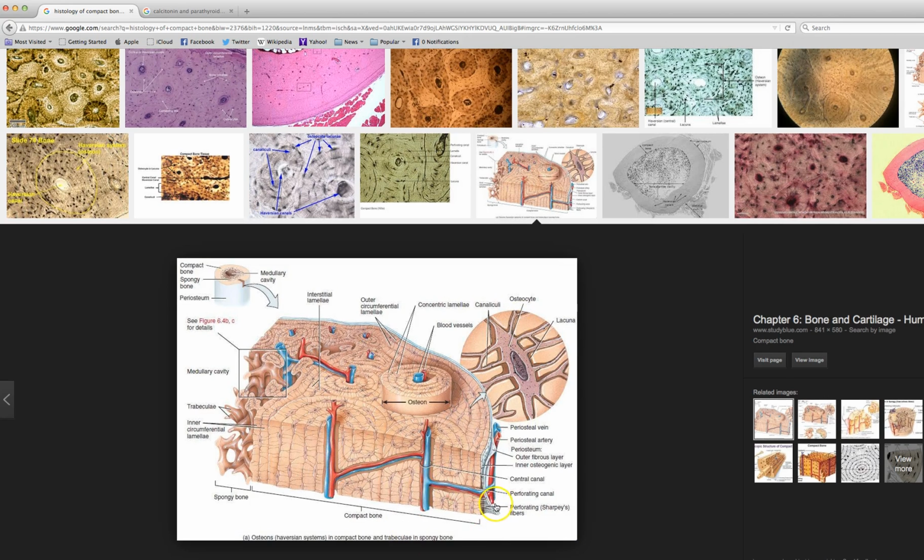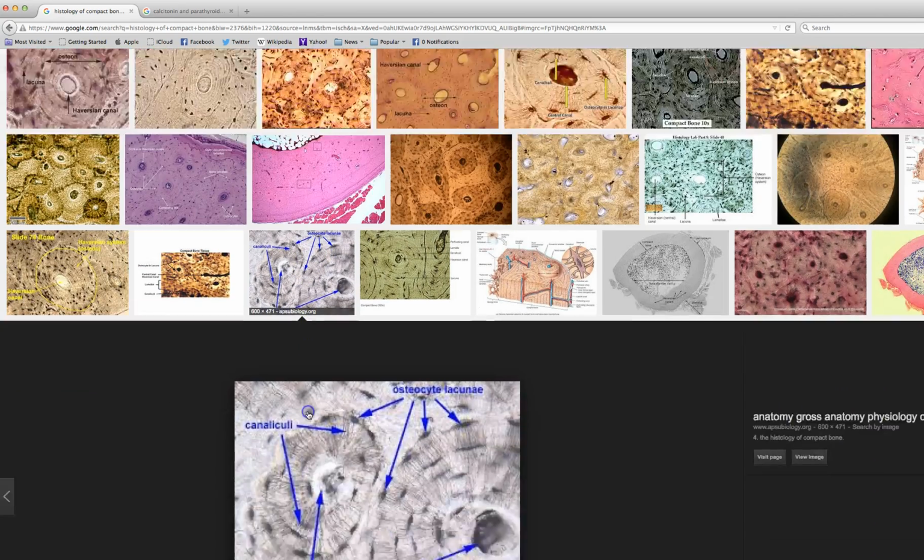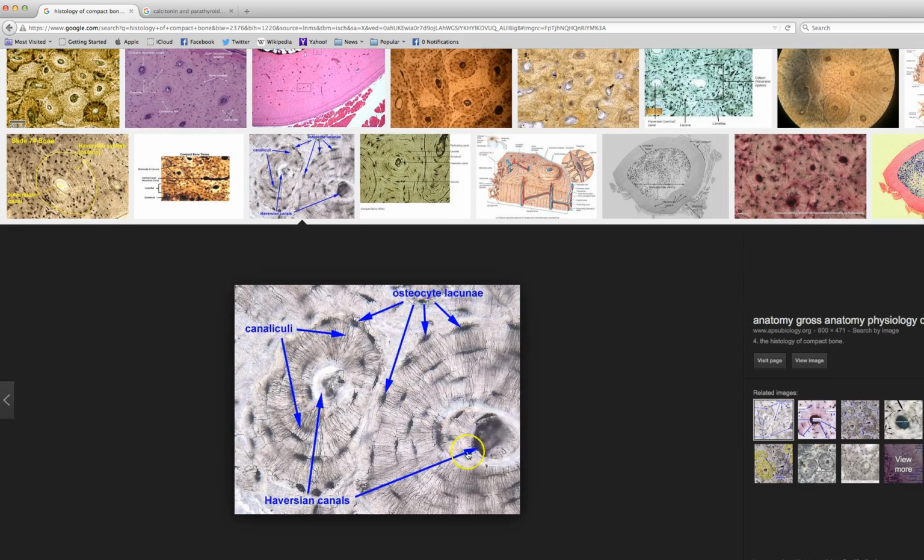In here, you're also going to see something called a perforating canal. This is where the blood vessels are going to run into the bone. That's also called a Volkmann's canal, which is something that you'll probably see. Okay. So as we look at some of this, this would be an osteon or Haversian canal. All of the tissue space would be concentric lamellae. So this would be concentric lamellae.